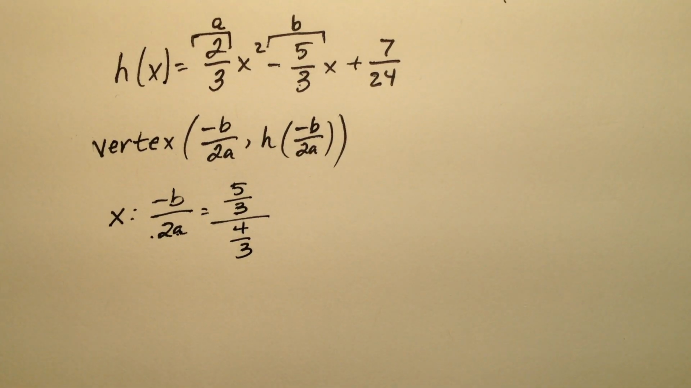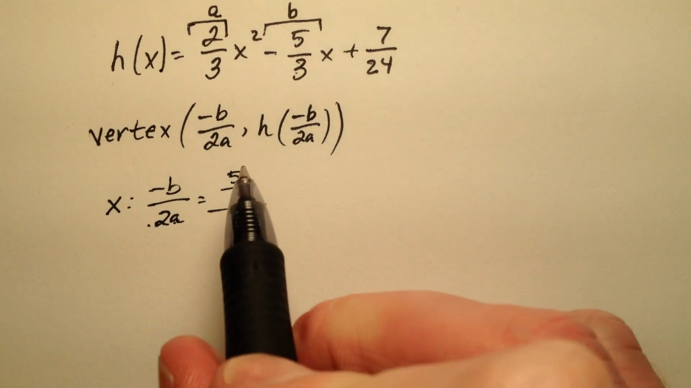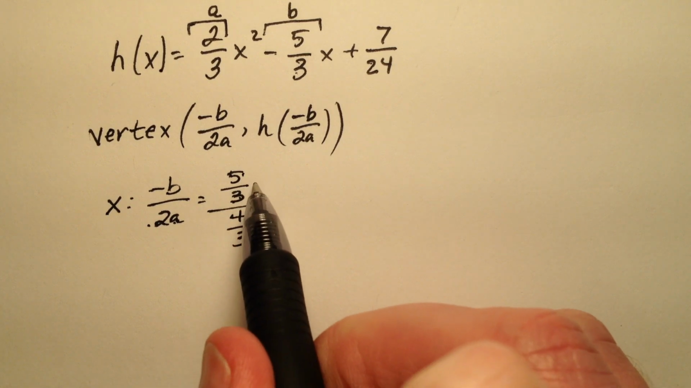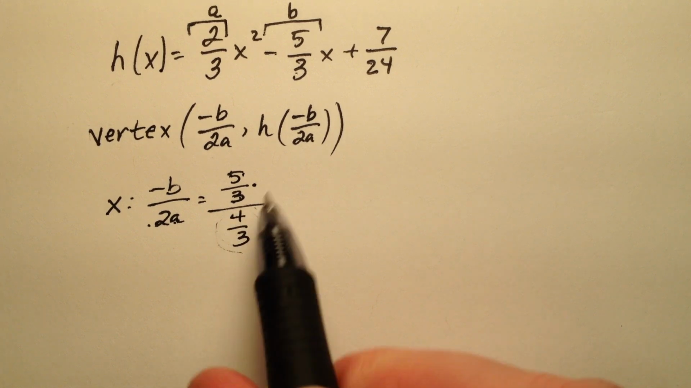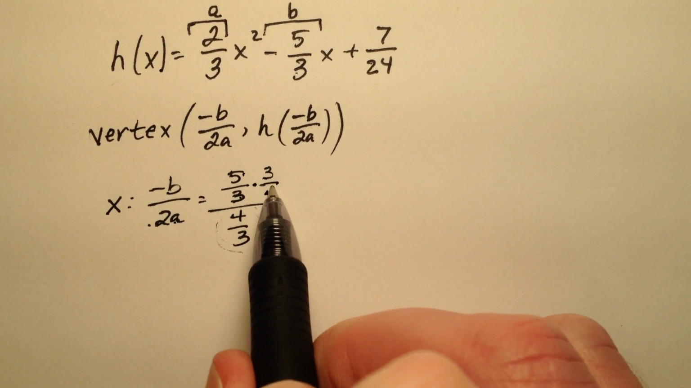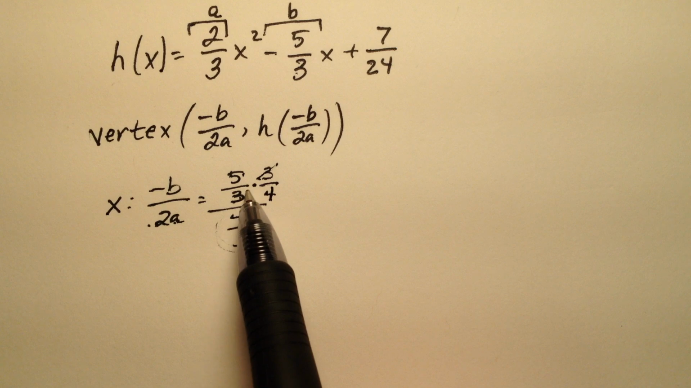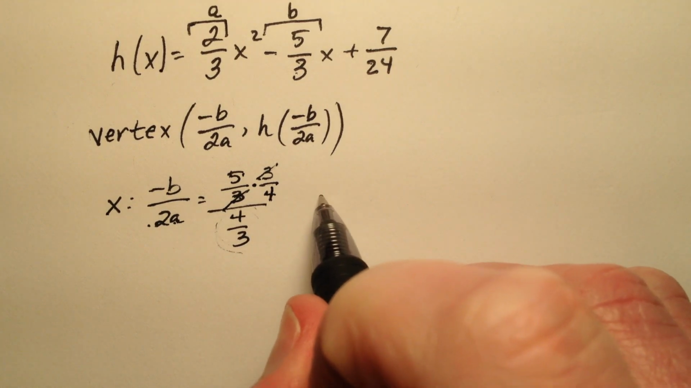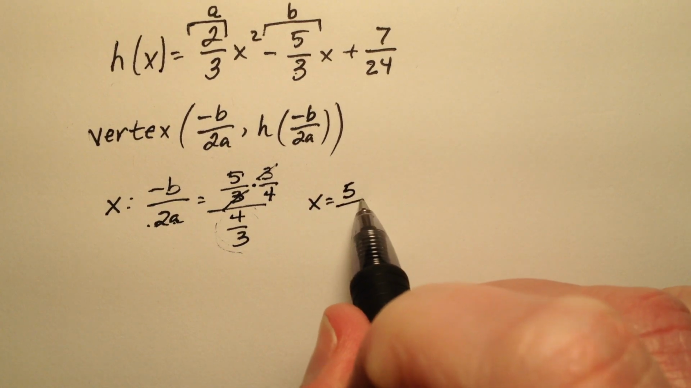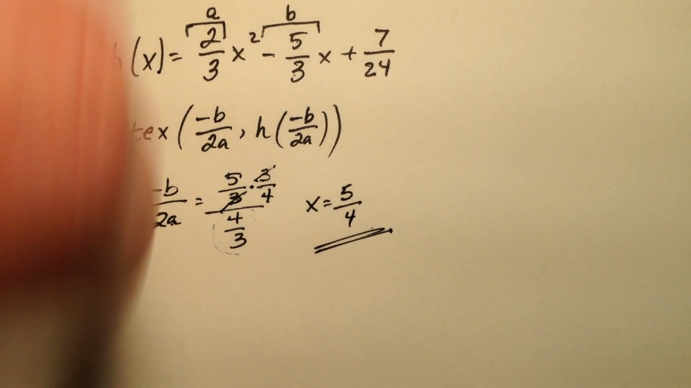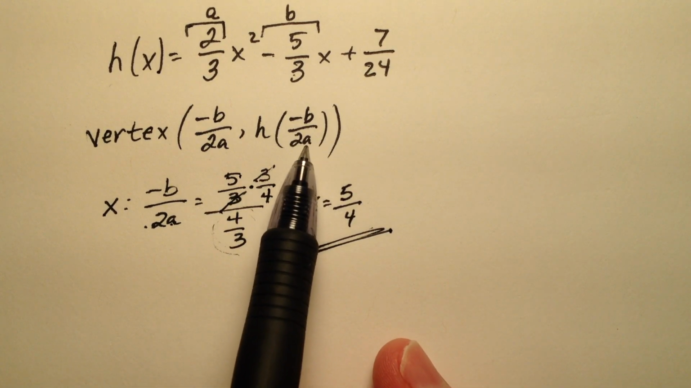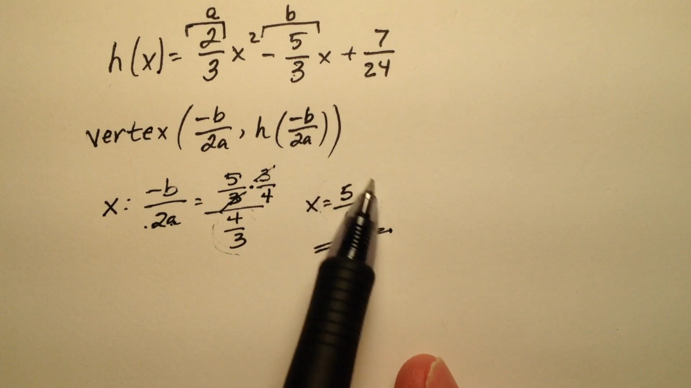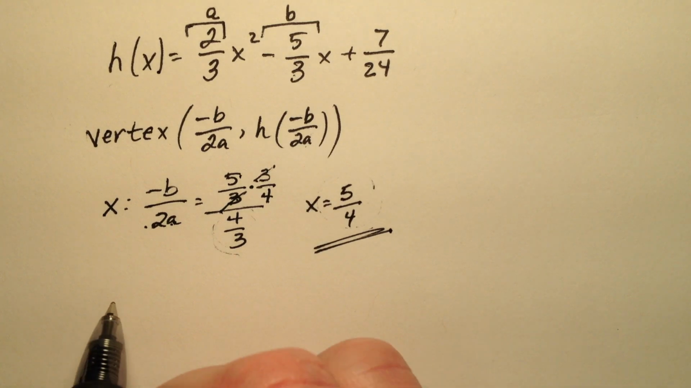Well, I have a complex fraction here, so let's go ahead and divide these. So 5/3 divided by 4/3 will turn into a multiplication problem where I'm going to multiply by the reciprocal, 3/4. These 3's will cancel, so my x value here is going to be 5 over 4. So my x-coordinate for my vertex here is 5/4. So how can I go ahead and find the y-coordinate then? Well, I'm going to go ahead and plug the 5/4 into my function here.